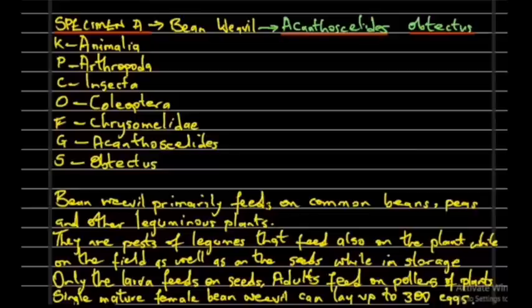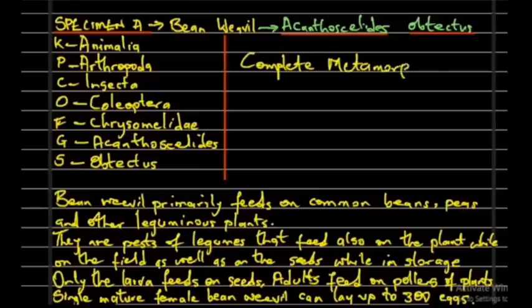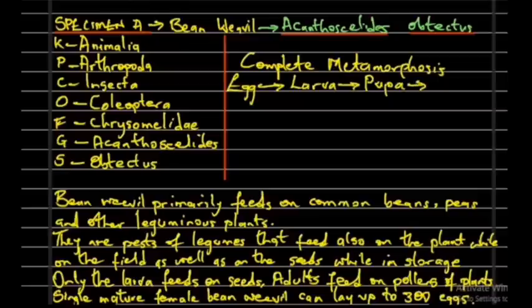Now, for this particular crop, their metamorphosis is complete. They have complete metamorphosis. So if they have complete metamorphosis, it means it looks this way: from egg to larva and then to pupa before it goes to the adult stage. So that is how this particular organism is.